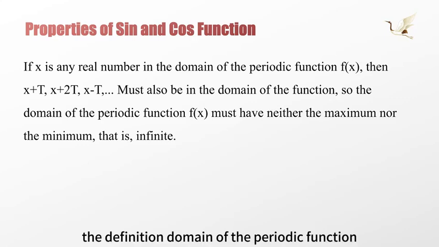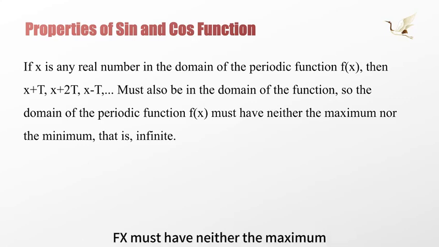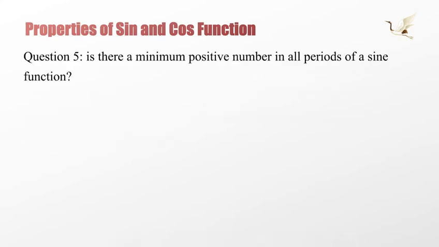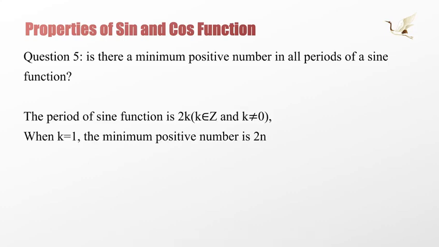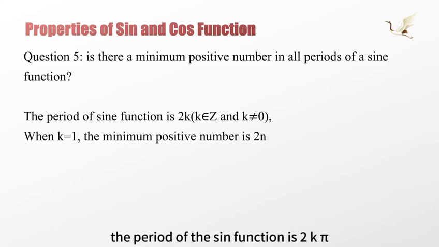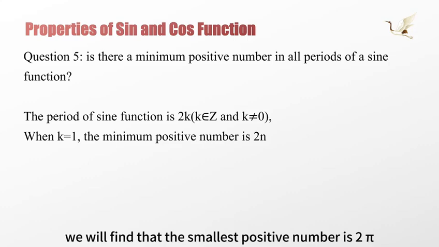Therefore, the domain of a periodic function f(x) must have neither a maximum nor a minimum; it is infinite. Next, please consider whether there is a minimum positive period among all the periods of the sine function. The period of the sine function is 2kπ, where k is an integer and not 0. If we take k as 1, we will find that the smallest positive number is 2π.